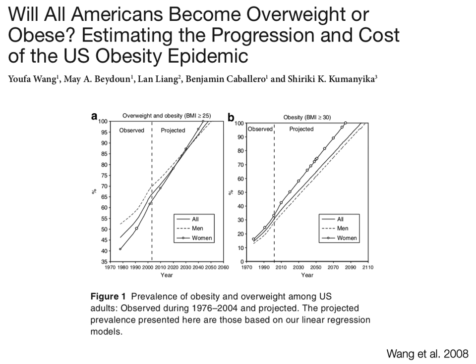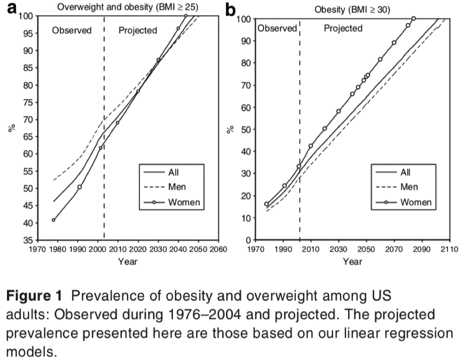So from the relationship in the observed years, they projected this steep continued increase in obesity up until the year 2040 or something. And they concluded that by the year 2040, everyone in the US was going to be obese. But does that make any sense?